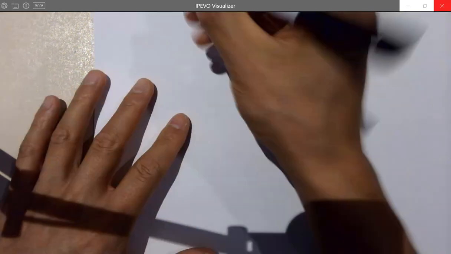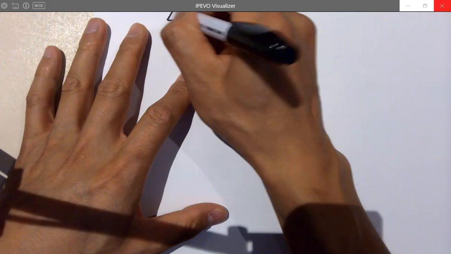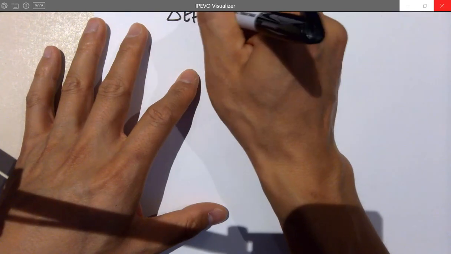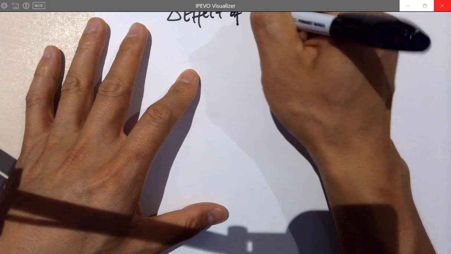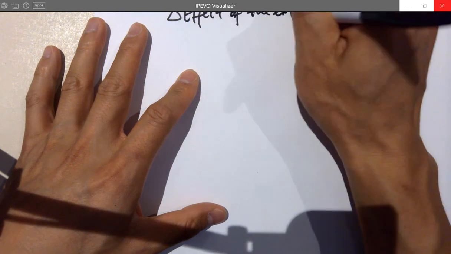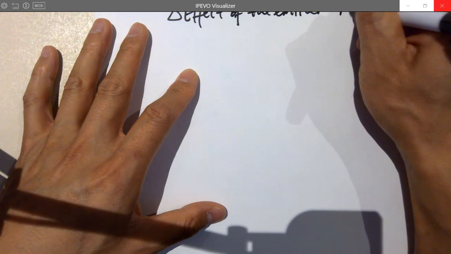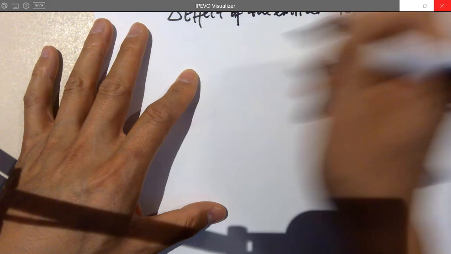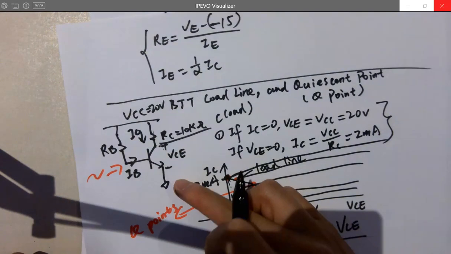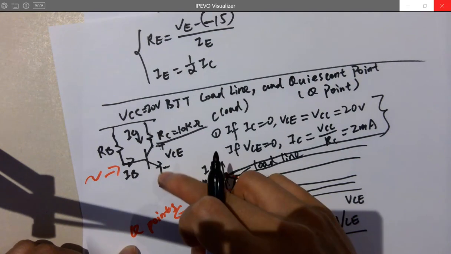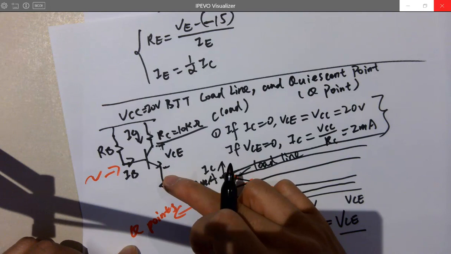Oh, one more thing. So, effect of the emitter resistor. These ones do not have an emitter resistor, because the emitter is directly grounded. All right.